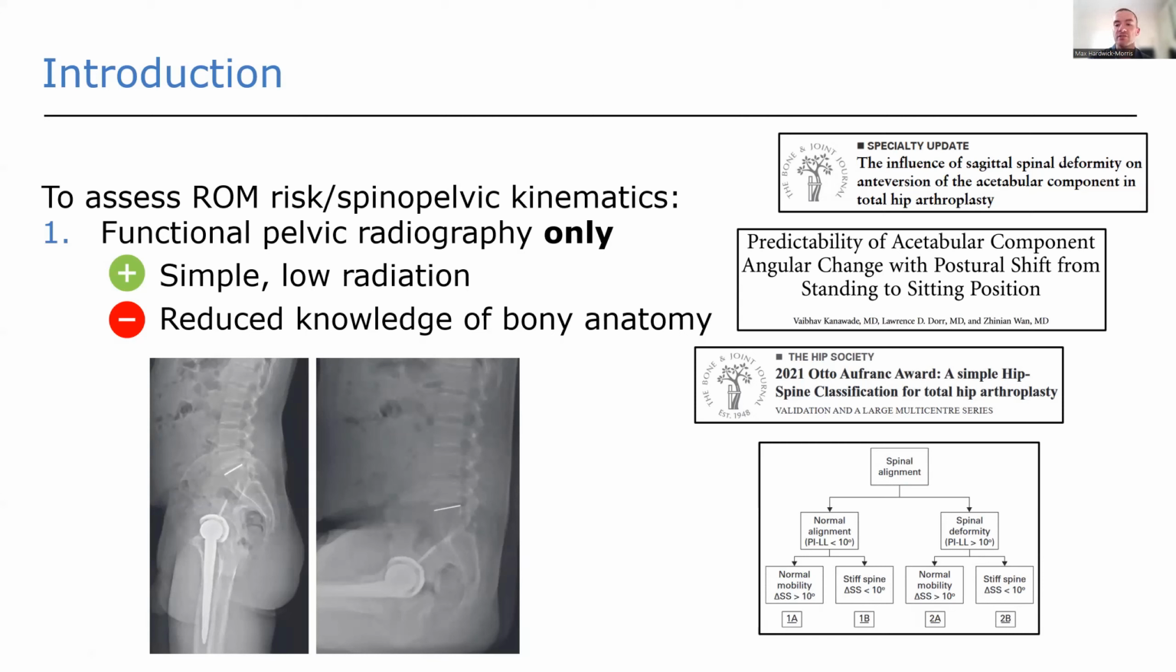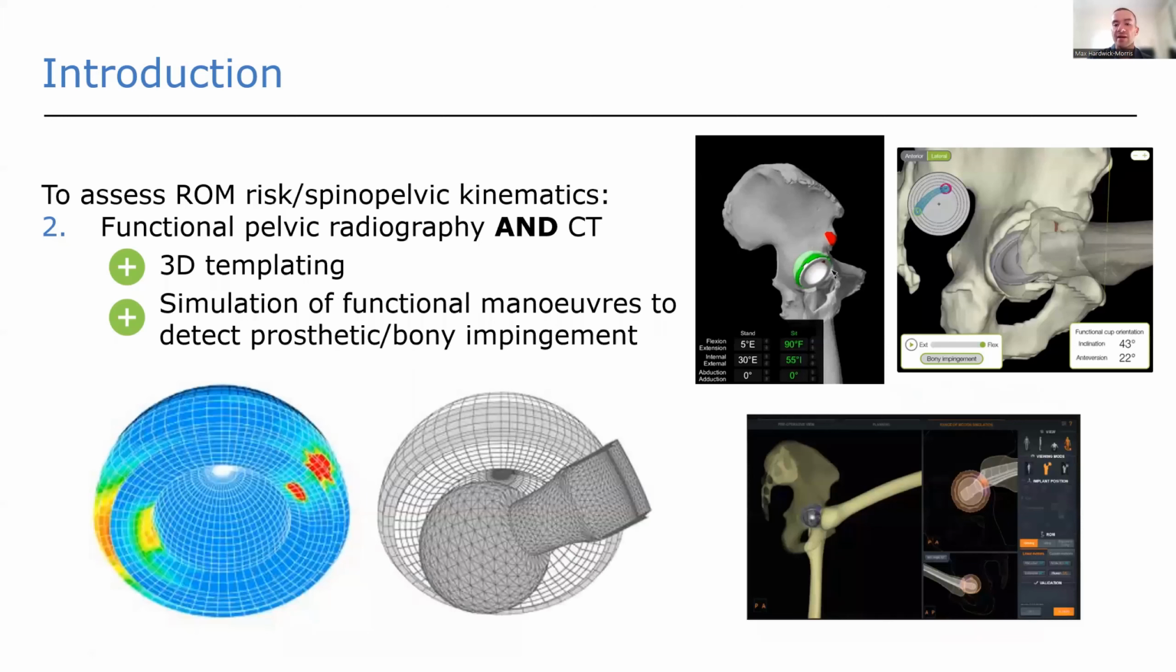However, they have limitations regarding the knowledge of bony anatomy, such as femoral anteversion, which can change a patient's instability risk profile. If we add a CT scan, we can do 3D templating and simulate functional maneuvers that detect bony and prosthetic impingement. A number of these exist in the literature or on the market, but each comes with various limitations regarding the consideration of functional positioning and processing speed.